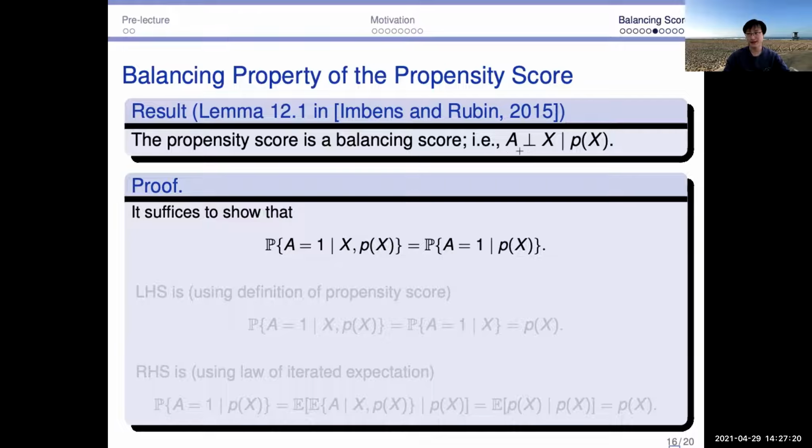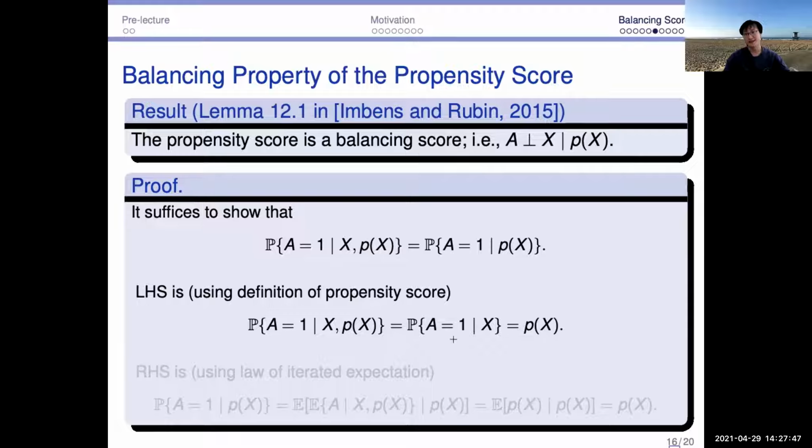Again, by the definition of conditional expectation, it suffices to show this equality: probability of A equal to 1 given X and P of X equals probability of A equal to 1 given P of X. Now the left-hand side, what is it? The left-hand side is this, but P of X is a function of X, so you can remove that from the conditional set, which gets us this. And this is, by definition, the propensity score. So the left-hand side equals the propensity score.